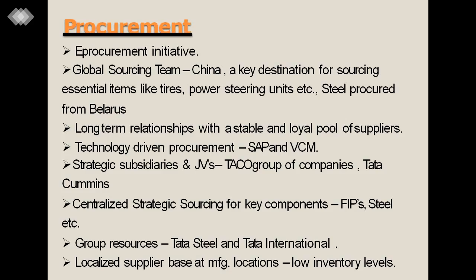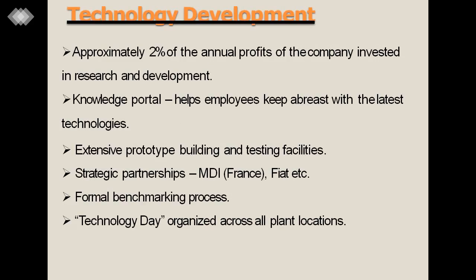Now next is the centralized strategic sourcing for key components. Next are the group resources like Tata Steel and Tata International. Then localized suppliers based at the manufacturing location, which is related to their low inventory levels. In technology development, approximately 2% of the annual profit of the company is invested in research and development.